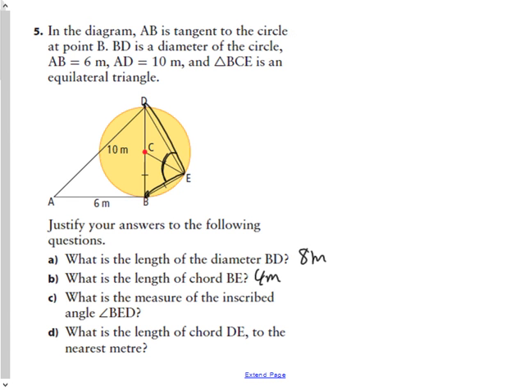Well, B and D are connected to the middle C, forming a diameter, and we know that that's 180 degrees. D and B are also connected to point E, which makes E inscribed to the diameter, which means that the angle will be 90 degrees, or half of the 180 degree diameter. Okay? And finally, what is the length of the chord DE to the nearest meter?